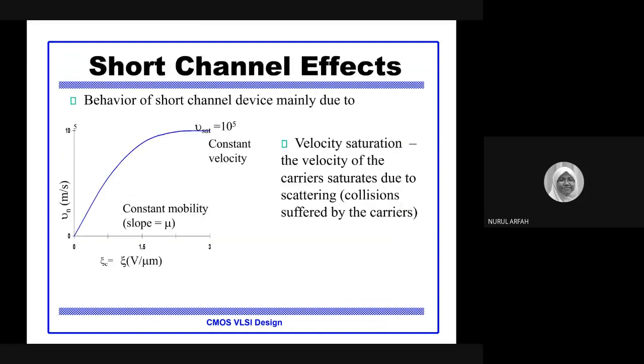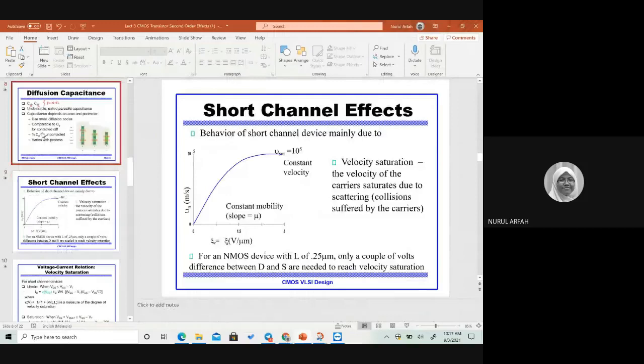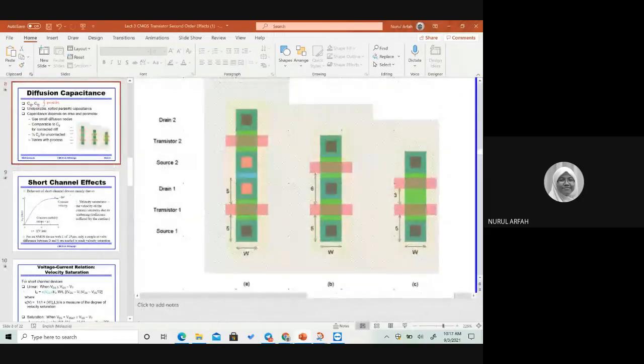If you look at your right side here, can you zoom? Check. Okay, this one.